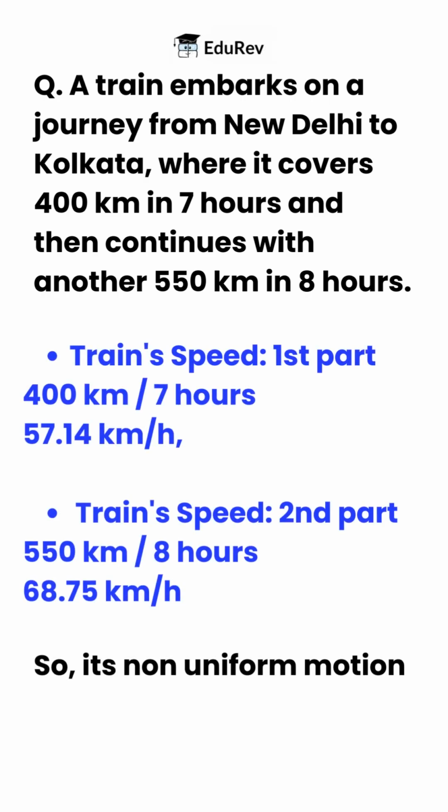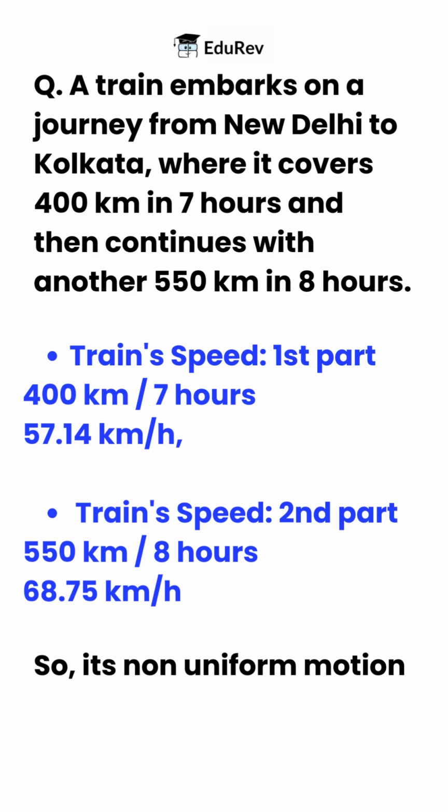Let's analyze the situation. A train embarks on a journey from New Delhi to Kolkata, where it covers 400 kilometers in 7 hours and then continues with another 550 kilometers in 8 hours. The question at hand is whether this constitutes an example of non-uniform motion. To determine this, we calculate the speed of the train in each segment.